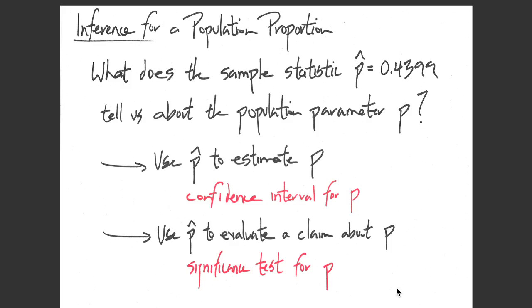So the kinds of inference we would do here follow along with the kinds of inference we've seen in the past. That is, we could use our sample proportion p hat to make an estimate for p, and that would be a confidence interval. Or we could use our sample proportion p hat to evaluate a claim about p. For instance, if somebody claims that the president's job approval rating is greater than 50%, we could see, does that claim hold up in the light of the evidence we have? That would be a significance test for p.